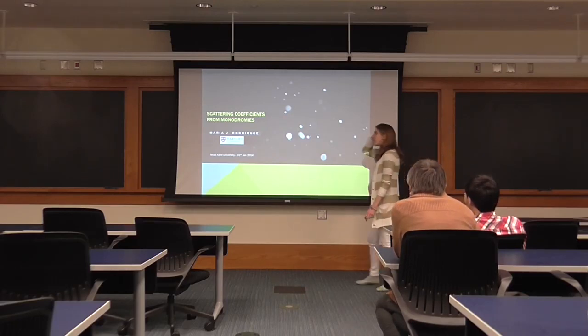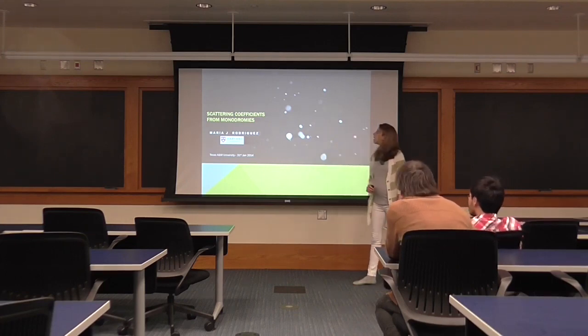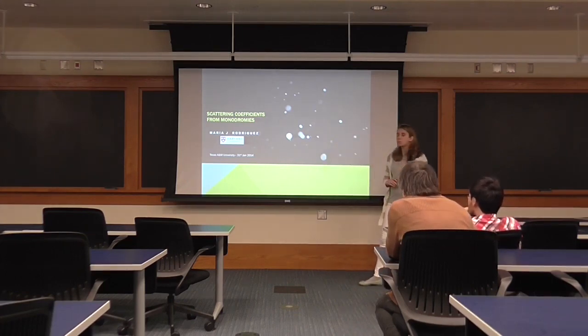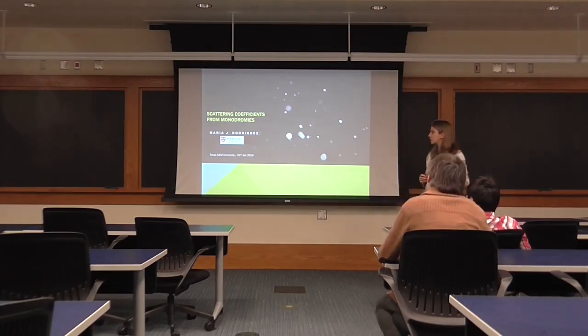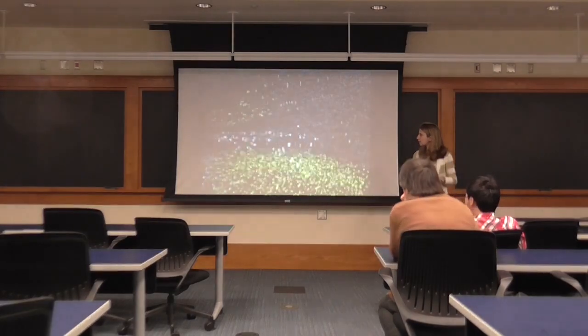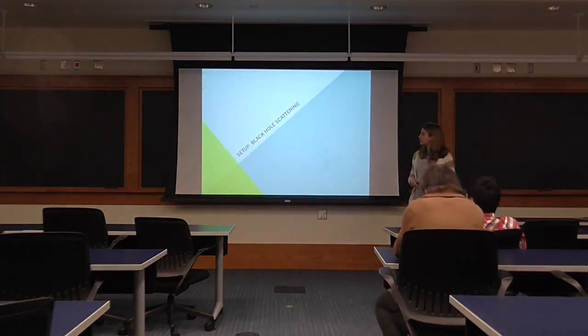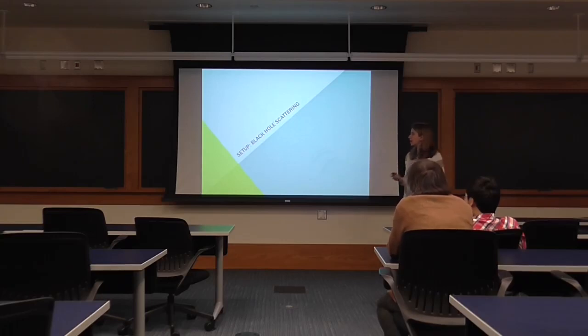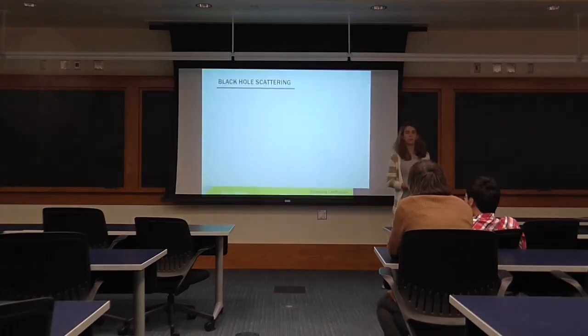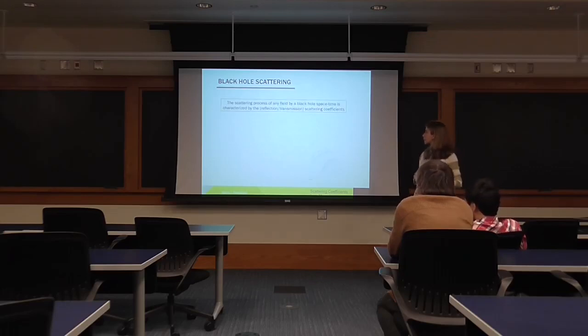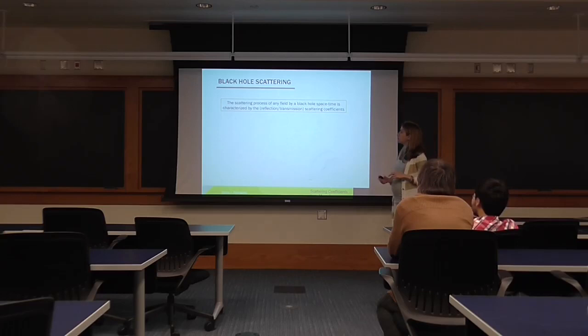So I will tell you about the scattering coefficients. I will be more precise and explain what this story is with monodromies. I plan to make these statements more precise. So I will be talking about black holes and scattering processes. We'll be talking about basically the simplest example, which is a massless scalar, for example, in the background of a black hole. This process can be set up basically by any field in any black hole space-time.